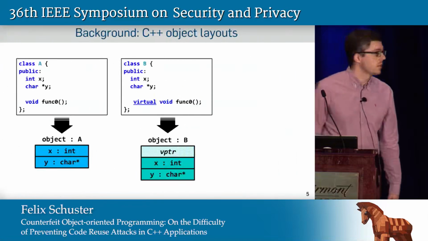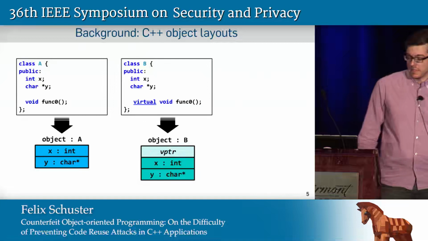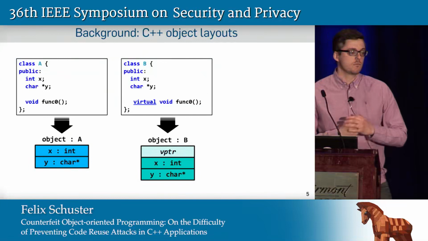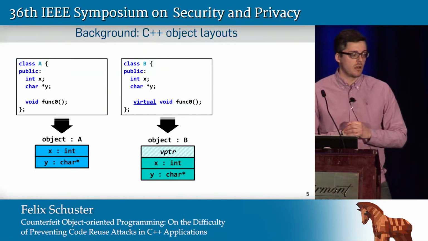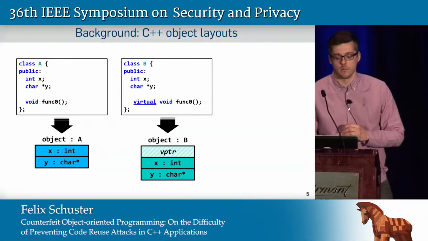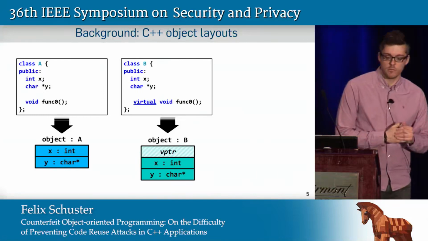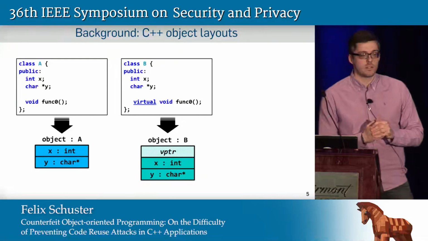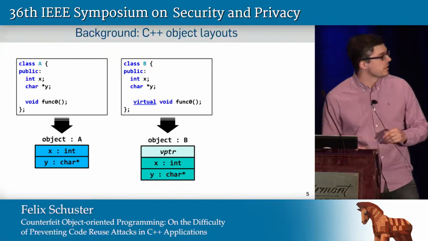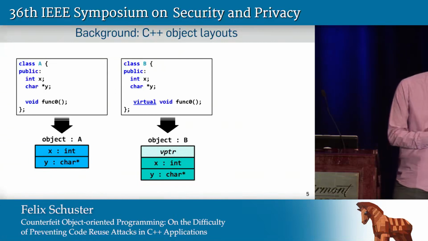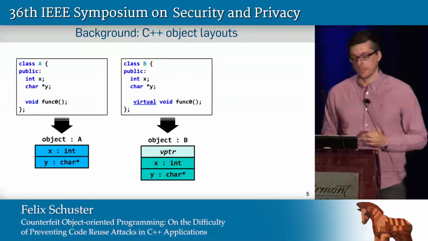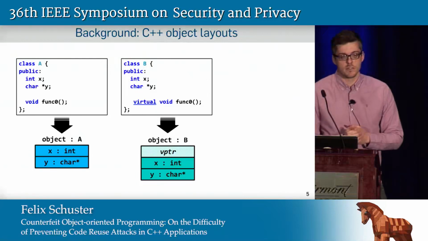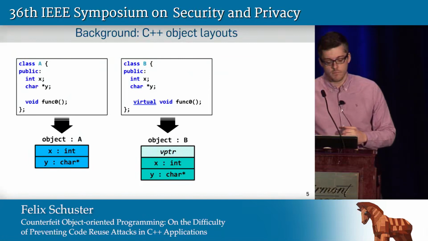Okay, a very quick background slide on C++. In order to understand our attack, it is essential to at least have a very broad picture of what C++ objects look like in memory. Consider class A, which has 2 fields, int x and char pointer y. An object of class A essentially looks like it is shown over there in memory. It is just composed of the fields x and y. If you now look at class B, we see class B is essentially the same as class A, but func0 is virtual.